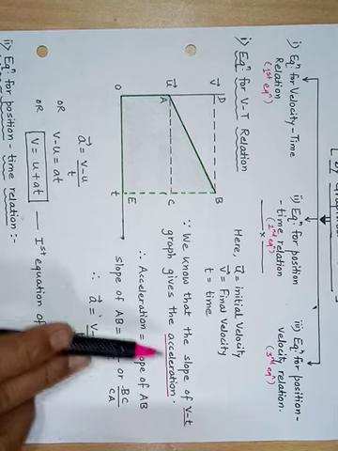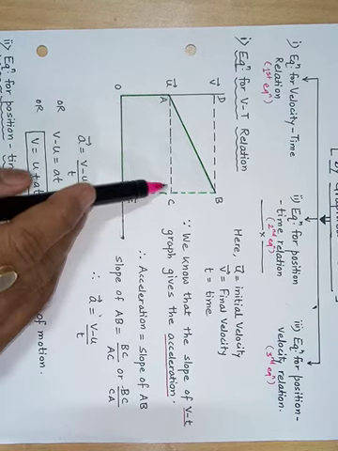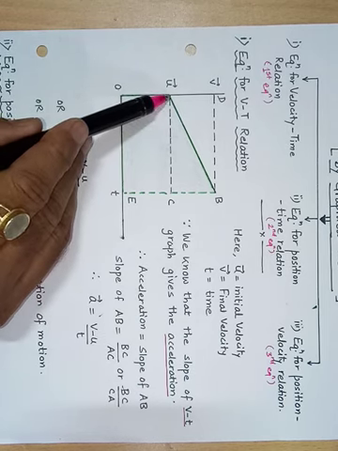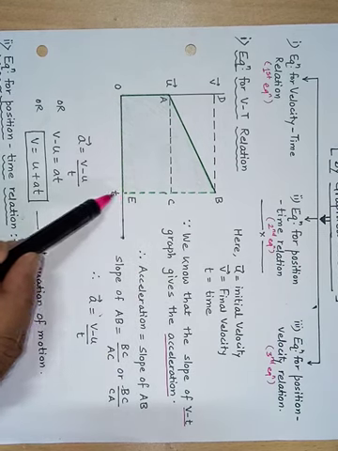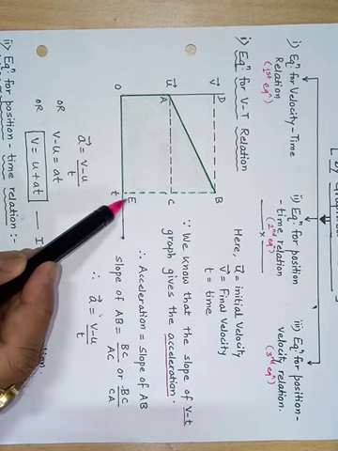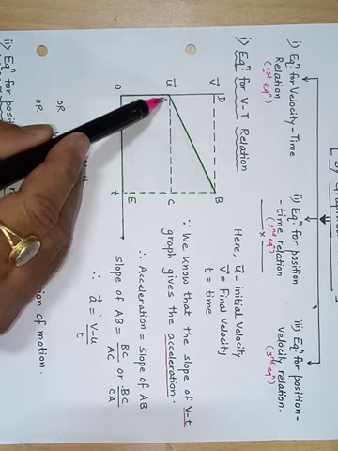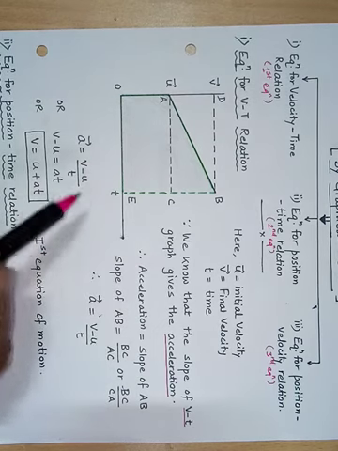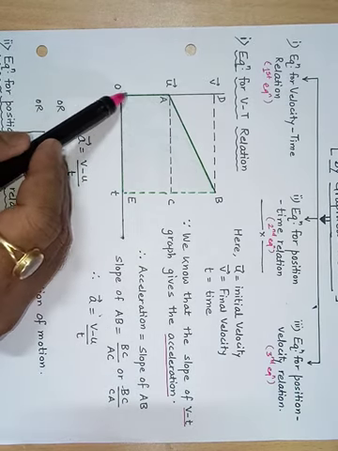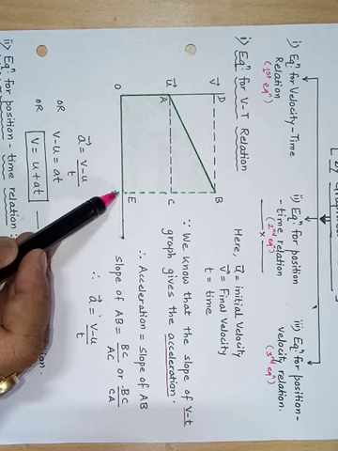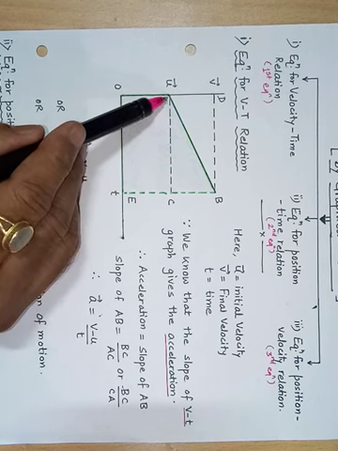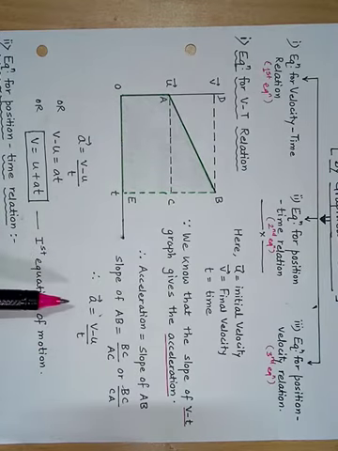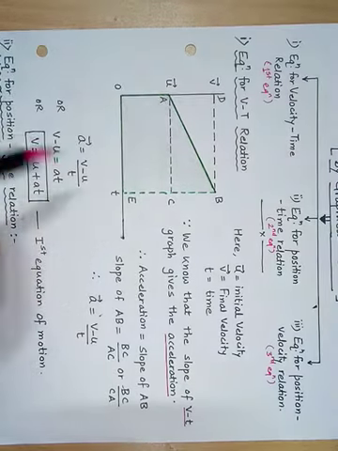Now a few adjustments I will do over here. I will draw a line from this point A which is perpendicular to this particular line BE. So I have two geometrical shapes over here. One is this rectangle OACE, and the second is this triangle ABC. With the help of these shapes, I would like to calculate the slope of this particular graph.